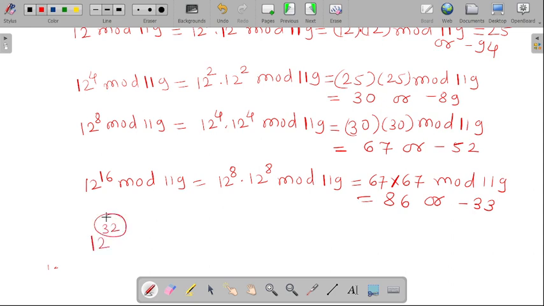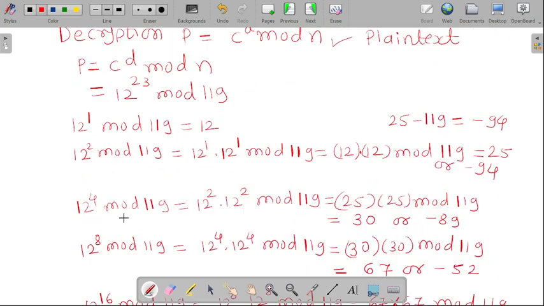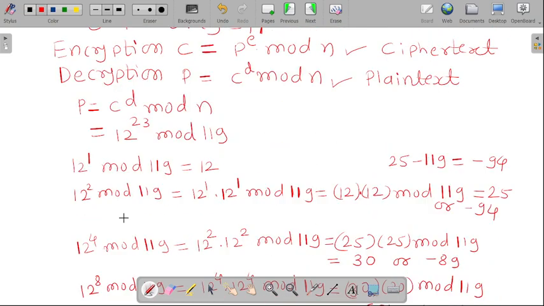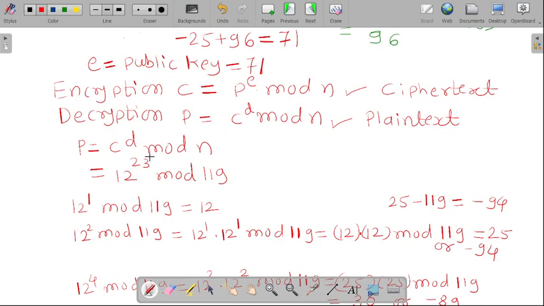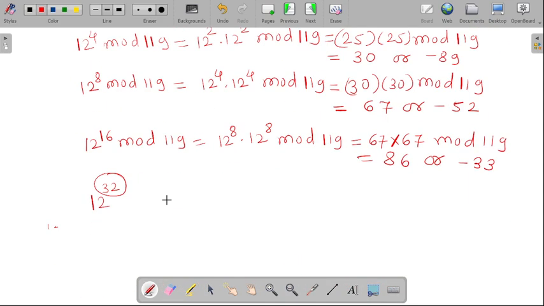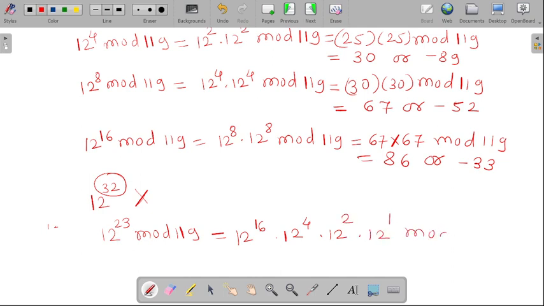So in the next iteration, we are finding 12 raised to 32. But in our example, in our encryption process and decryption process, first of all, we have to check what the power is. And in our decryption, the power is 23. So now we will not go to the step 12 raised to the power 32. We are directly moving to 12 raised to 23 mod of 119. So 12 raised to 23 is nothing but we can also write 12 to the power 16 into 12 to the power 4 into 12 raised to power 2 into 12 raised to power 1 mod of 119.